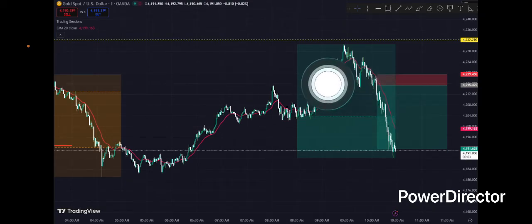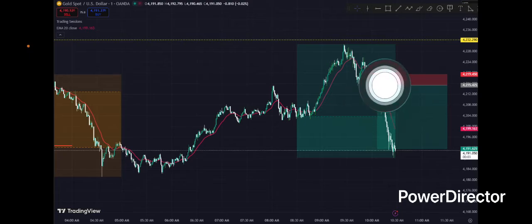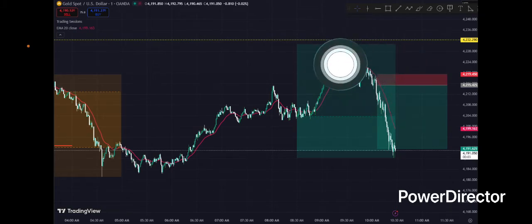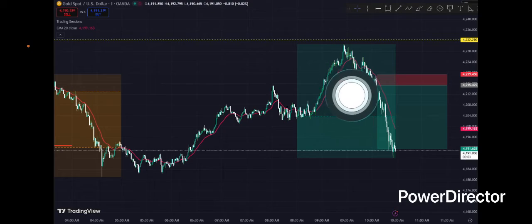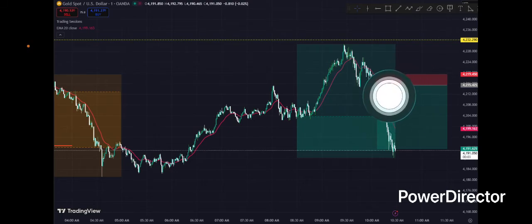You can see this is sort of like our M formation. All right, and I simply am waiting for that middle structure of the M to be broken, okay? I did not try to get in up here. I didn't try to get in way up here at the high of the session. All right, I waited for this extra confirmation, this extra confluence of this level being broken. That's where I took my entry. I had a very tight stop loss.